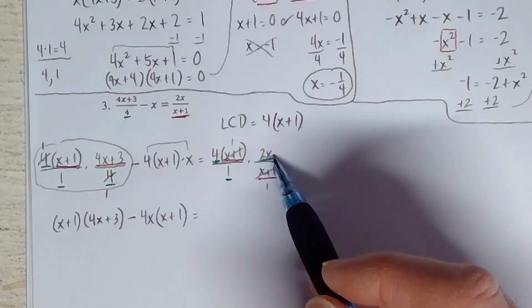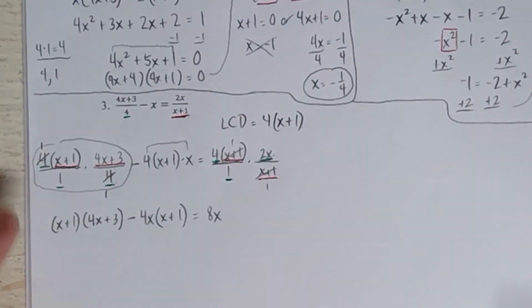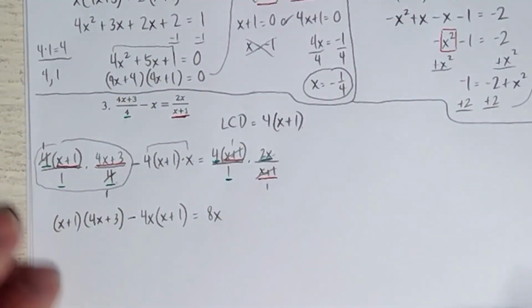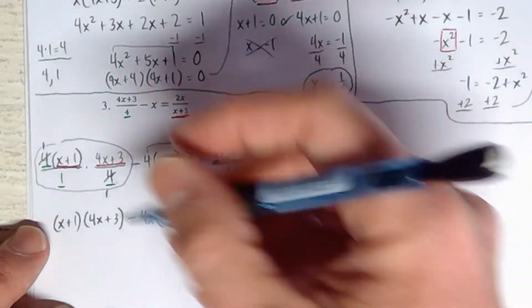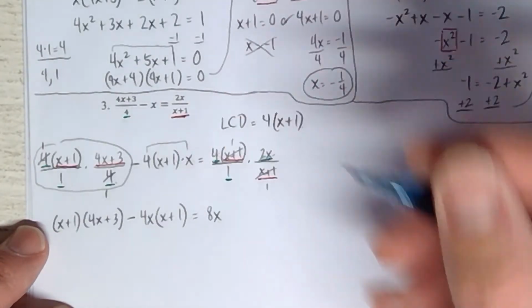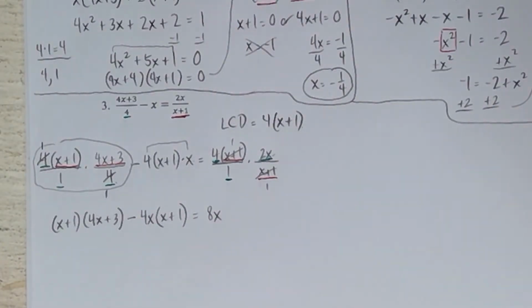So it's just 4 times 2x, and that would be 8x. Okay, so what we got is we need to finish this off. Again, it looks linear because you don't see any x squared terms, but if you multiply these out, it's going to be quadratic, as you're going to see here.